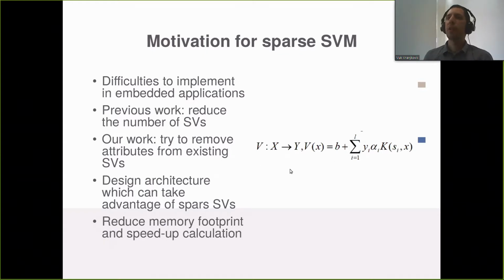On the right side of this slide, you can see what is calculated during classification phase. Mostly there are dot products between two vectors. This S is support vector and this X is input instance. Then on the result of dot product, nonlinear mapping is applied, and then we have two more multiplication and one more addition.